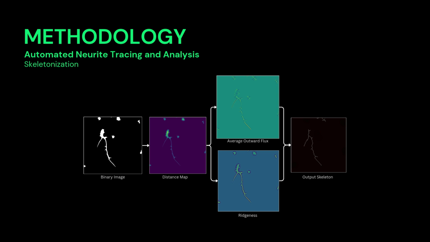So to obtain a robust topological skeleton of the neurons, specifically for irregular somas, we use the average outward flux algorithm. So the distance map, which is computed from binary images, we use that to compute the flux and richness measures, which are then combined to further refine the output skeleton.